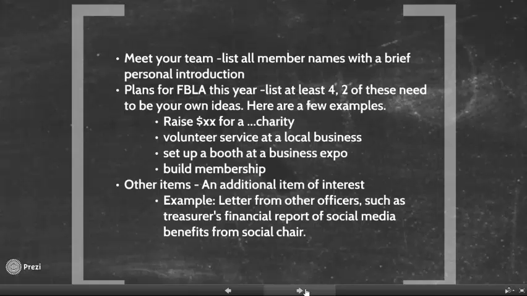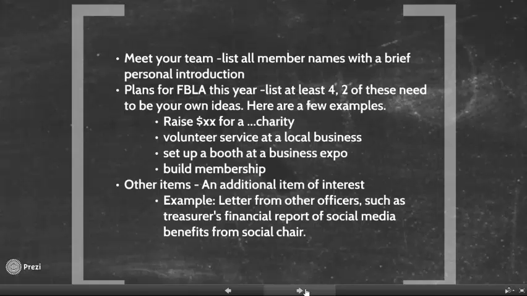You also want to have your plans for the FBLA laid out with some details. There need to be at least 4 items, 4 things that we're going to get done this year. 2 of these need to be your own ideas. Don't use all of mine. I've got some examples here, but you need to come up with 2 of your own. So my examples are to raise X amount of dollars for said charity. The second thing, volunteer service at a local business.